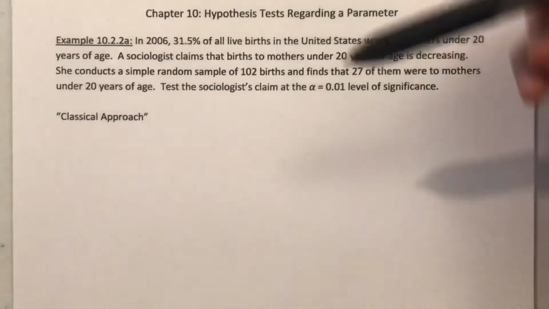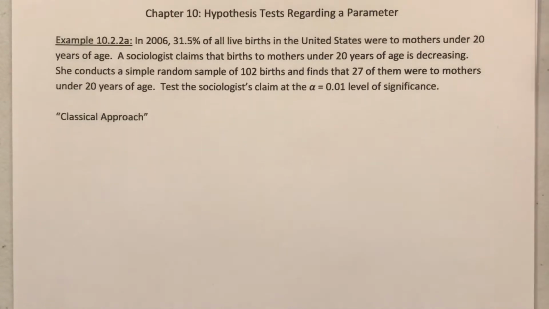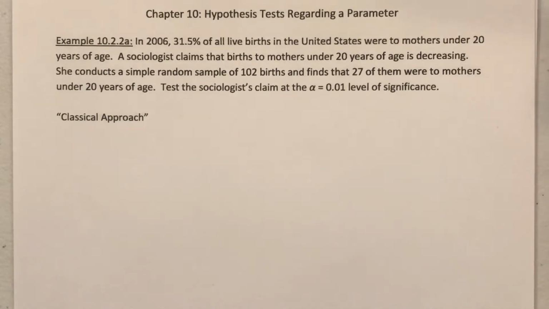So, jumping into this one. In 2006, 31.5% of all live births in the United States were to mothers under 20 years of age. A sociologist claims that the births to mothers under 20 years of age is decreasing. She conducts a simple random sample of 102 births and finds that 27 of them were to mothers under 20 years of age. Test the sociologist's claim at alpha of 0.01 level of significance.